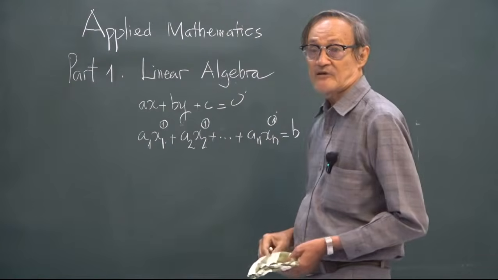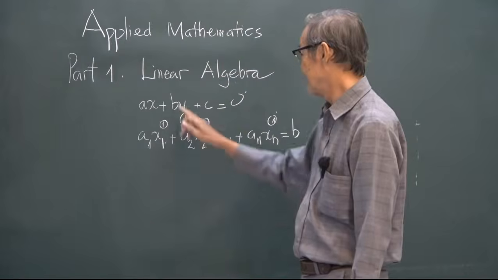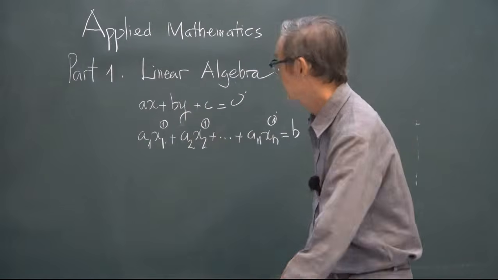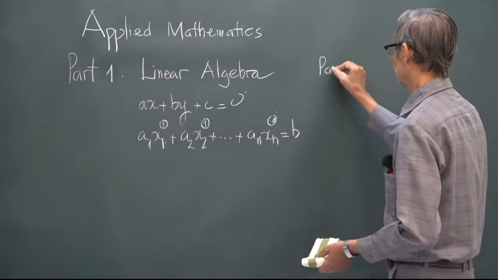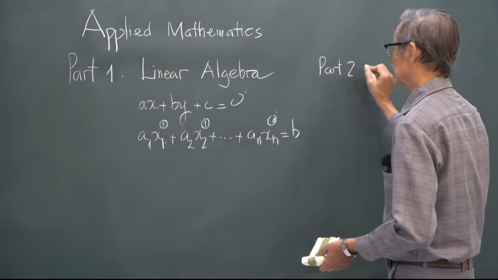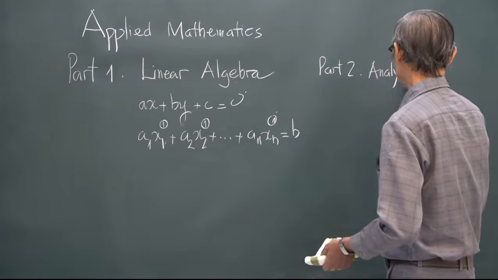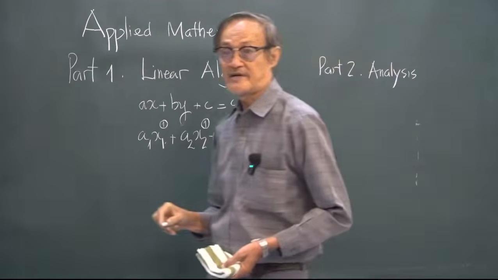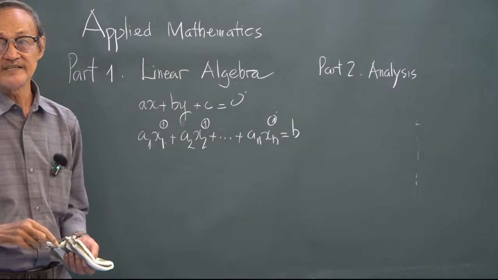So linear algebra in Vietnamese is đại số tuyến tính, tuyến means line. And part 2, analysis. Analysis in Vietnamese is giải tích, not phân tích, giải tích.